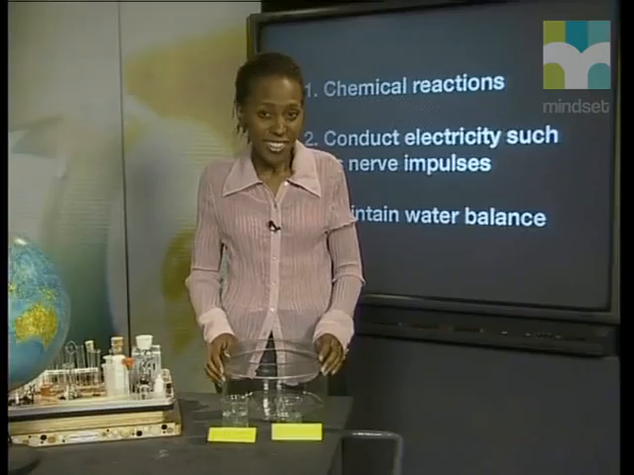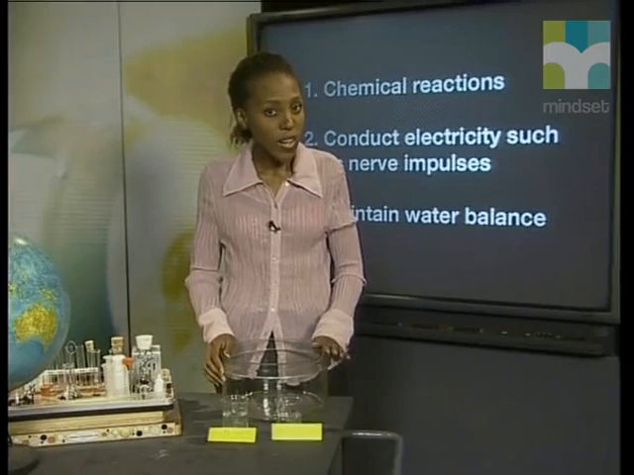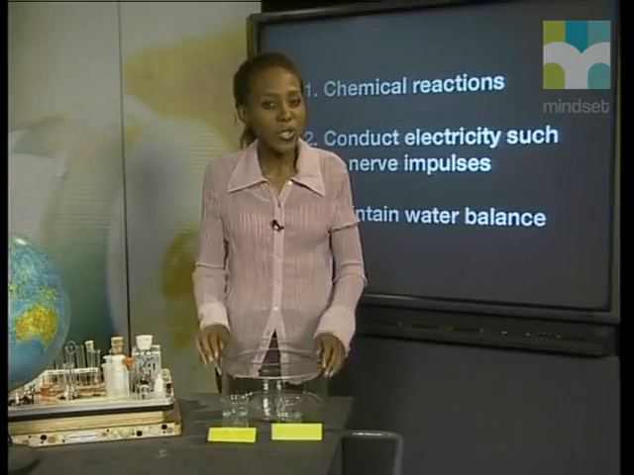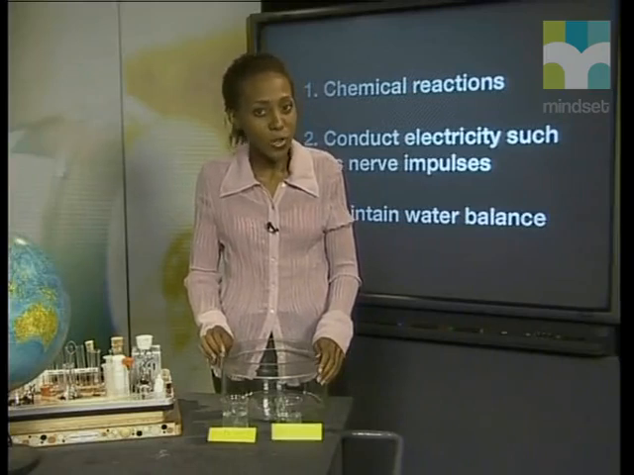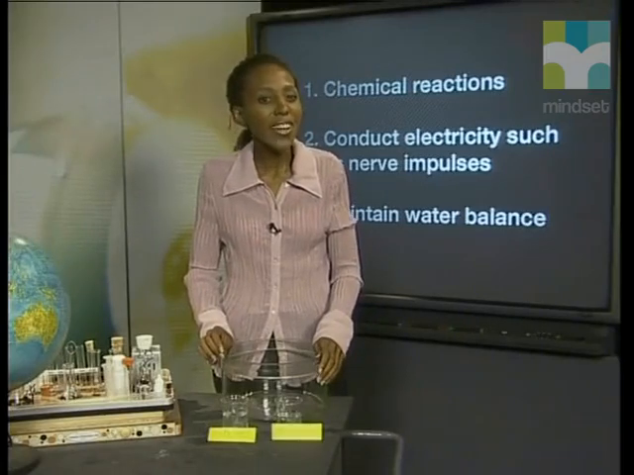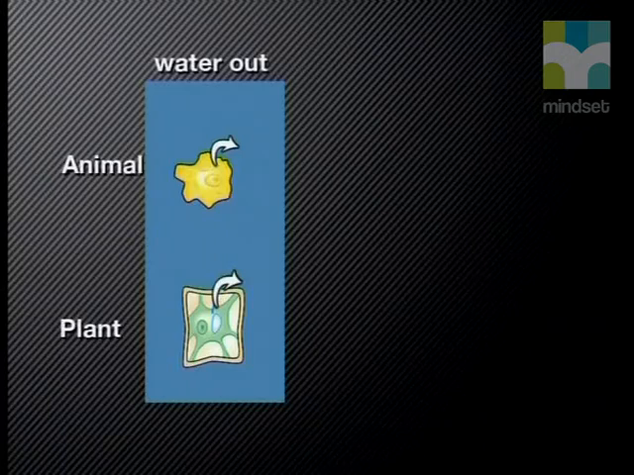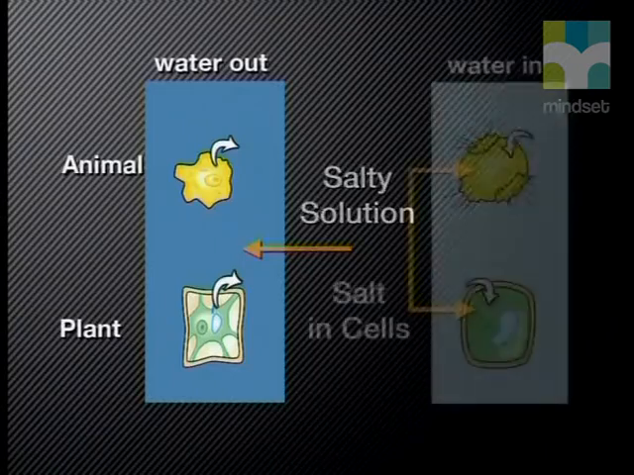Can you see the pattern here? The pure water always moved into the salty water. Water moves into areas where there are more dissolved ions or solutes to try and dilute them further. This is important for plants and animals because if the water they are living in is too salty, the water will move out of their cells and they'll become dehydrated.